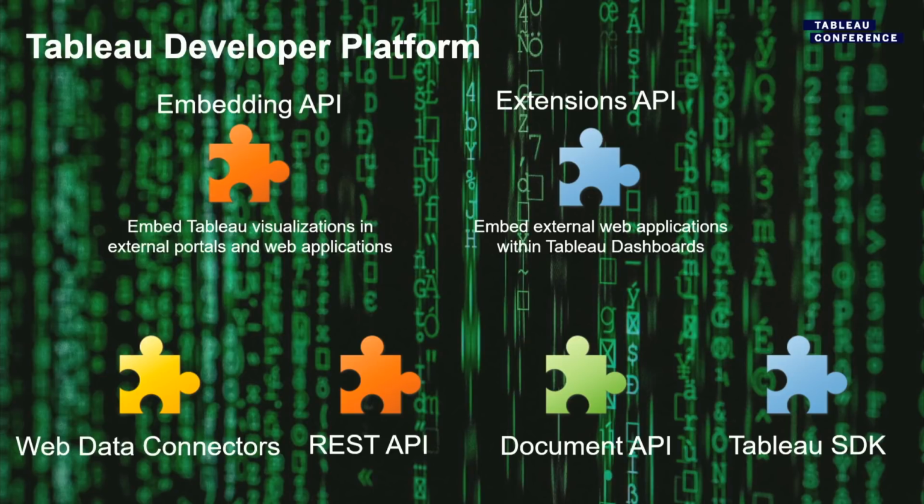Now, the reason I have the embedding API and the extensions API at the top is I want to highlight how I think about these two to maybe help you guys distinguish the two. I like to think of these two APIs as kind of a yin and the yang of each other. The embedding API allows us to take a Tableau dashboard and put it in an external web application, external portal. On the flip side, you have the extensions API, which allows us to take an external piece of code, an external web application, and bring it into a dashboard. So while they're similar, they definitely do kind of opposite things. Hopefully the yin and the yang explanation helps you guys think about those two.